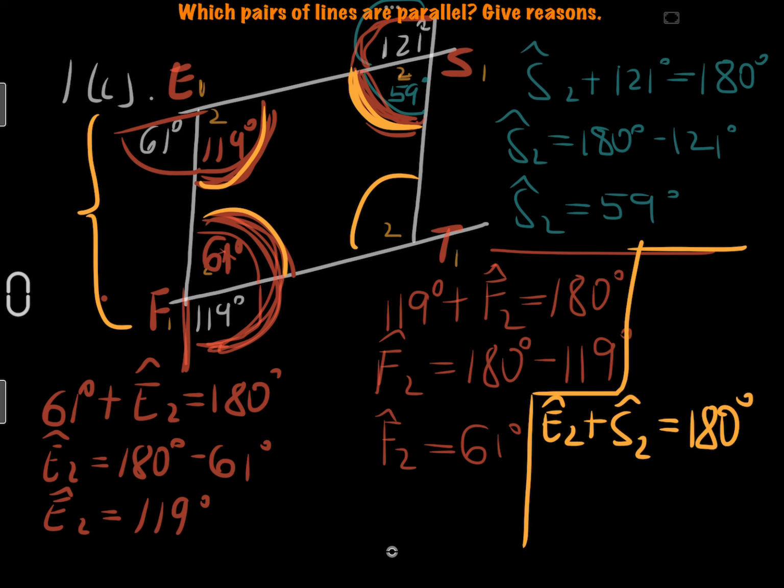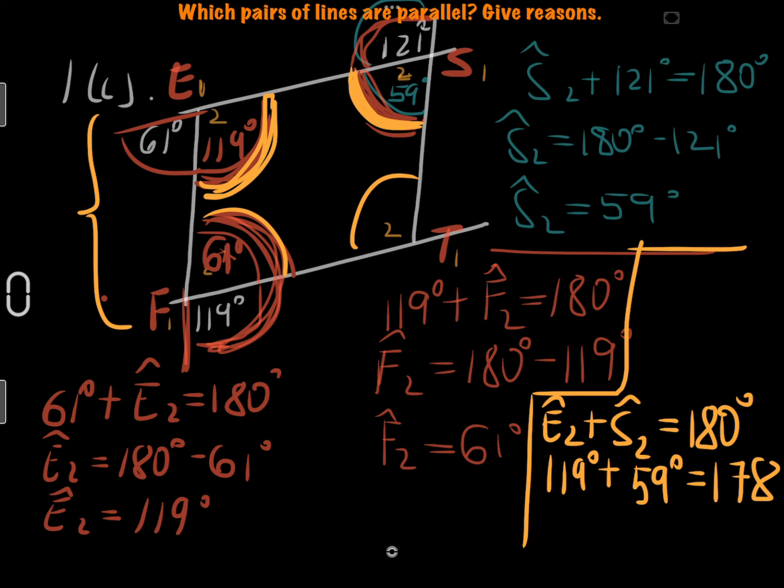So let's go ahead and calculate. We have E2, which we found to be 119 degrees, plus S2, which we found to be 59 degrees. Let's see how much this gives us. 119 plus 59 gives us 178. So in other words, this angle here plus this angle gives us 178.